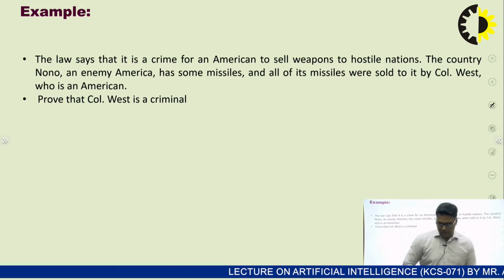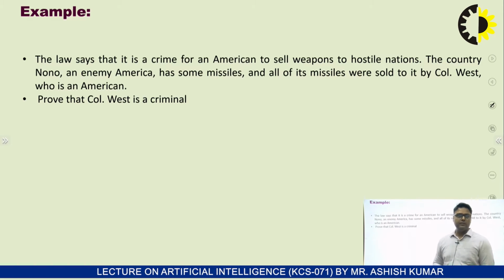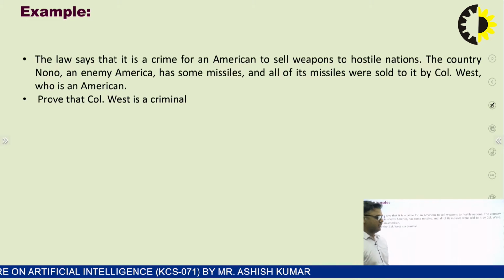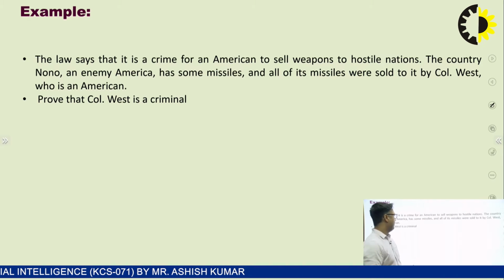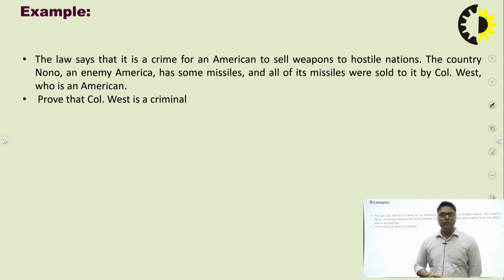Here some sentences are used. The first sentence is: a person who sells weapons to a hostile nation is a criminal in America. In that statement, we create the facts and then create the logic.